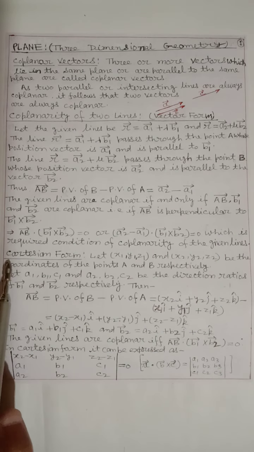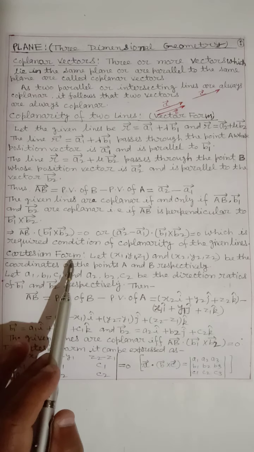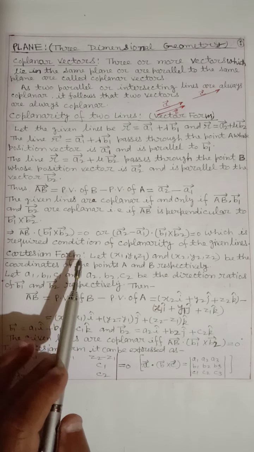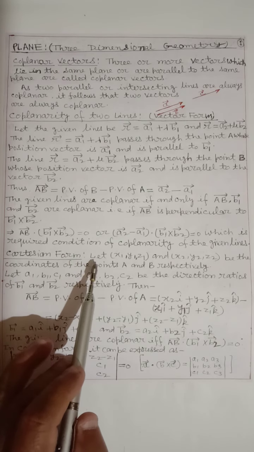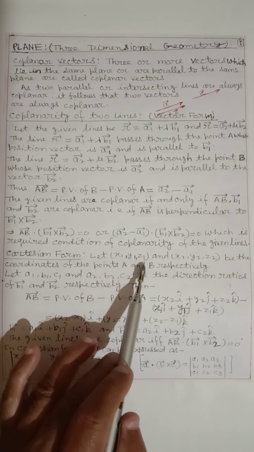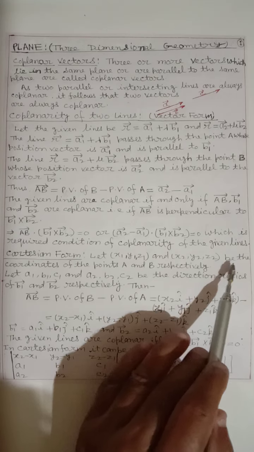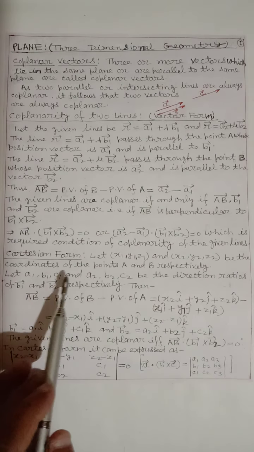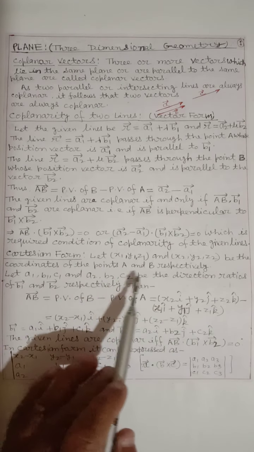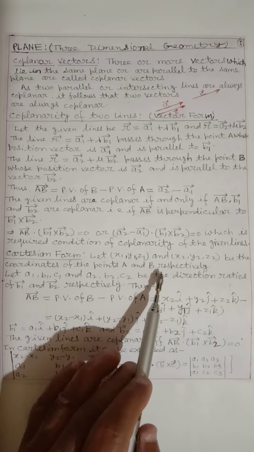Now we will discuss Cartesian form. Let x1, y1, z1 and x2, y2, z2 be the coordinates of the points A and B respectively.